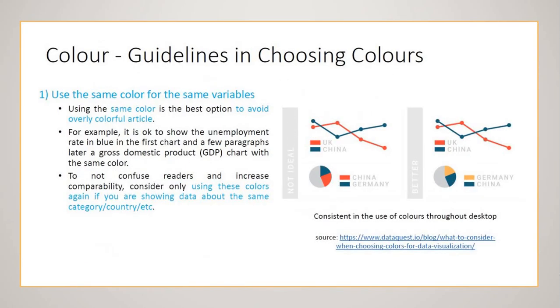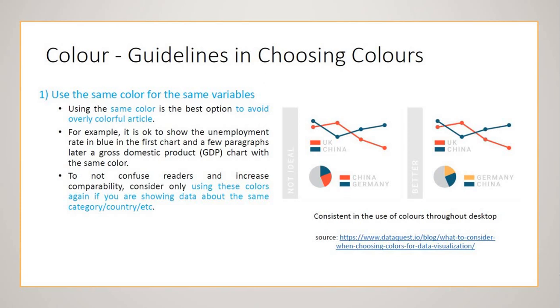Next. Guidelines in choosing colours. Use the same colour for the same variable. Okay. Kalau you tengok not ideal. Kenapa not ideal and then sebelah tu better? Contoh you ada timeline graph. Okay, you compare UK and China. So first you put UK red and China blue. Kemudian later you ada another graph, pie chart, China and Germany. And then you change. China tadinya you guna biru, kemudian you guna merah.